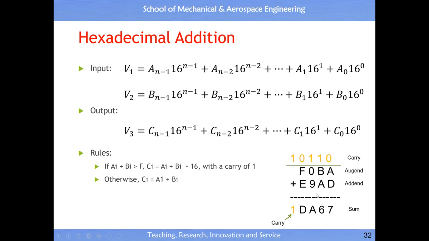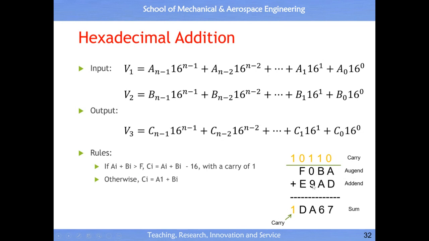Okay, so here is an example. A plus D for sure will be greater than 15. So then we just do A plus D minus 16. Then the result is 7 with a carry of 1. Then 1 plus B plus A for sure will be greater than F. Then we just do 1 plus B plus A minus 16. Then the result is 6 with a carry of 1. Then 1 corresponds to the value of 16.